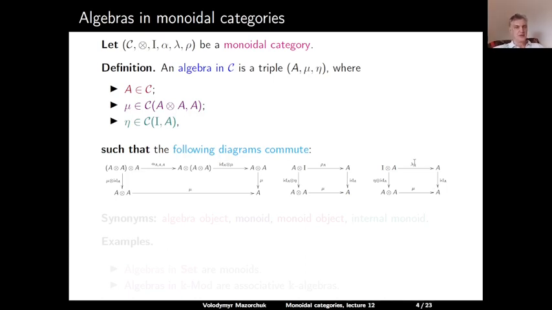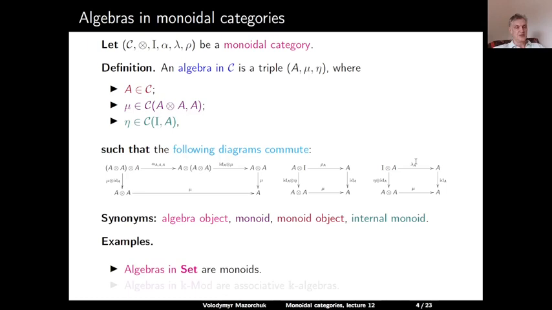Algebras in monoidal categories are known by various names. They're sometimes called algebra objects or monoids or monoid objects or internal monoids. And we already saw two canonical examples. Algebras in the monoidal category of all sets are exactly monoids. And algebras in the monoidal category of K vector spaces are exactly the associative K algebras.